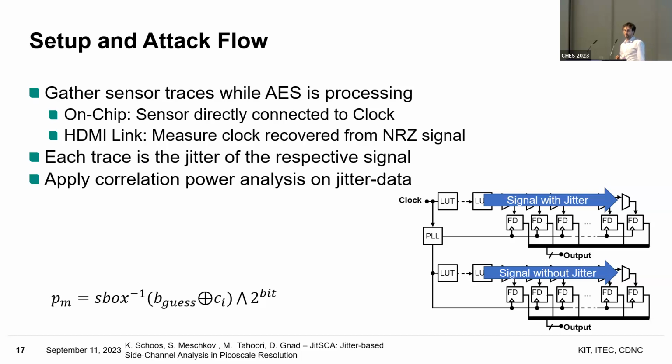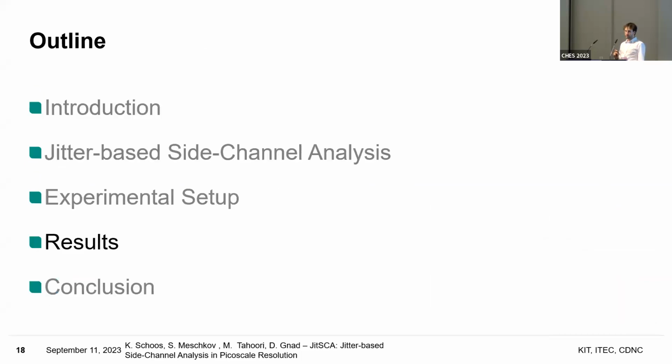Okay, so let's go to the setup and the tech flow. What we do is we gather sensor traces while the AES module is encrypting. On the chip, we measure directly the connected clock, and off the chip, we use the HDMI link, where we measure a clock that's recovered from this NRZ signal. And each trace is the jitter of the respective signal. Then in the end, we apply correlation power analysis. So this is the simple textbook attack using CPA. However, we also use a bitwise model, which has also been common in these FPGA attacks, because it's known to work relatively well. Okay. So let's come to the results of this.